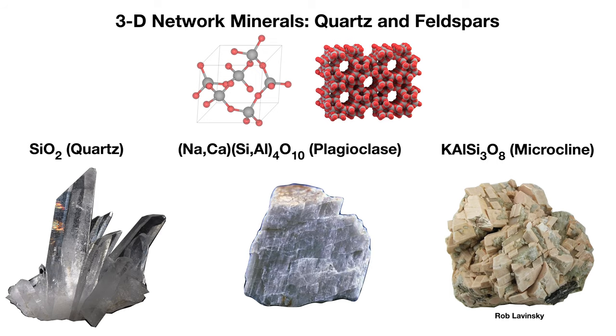For 3D networks, we have a couple of important groups, the feldspars and quartz. The feldspars cleave on two planes 90 degrees out from each other and are a major mineral in the continental crust. Quartz is another important constituent of continental crustal rock, and its hardness and lack of cleavage distinguish it from feldspar.